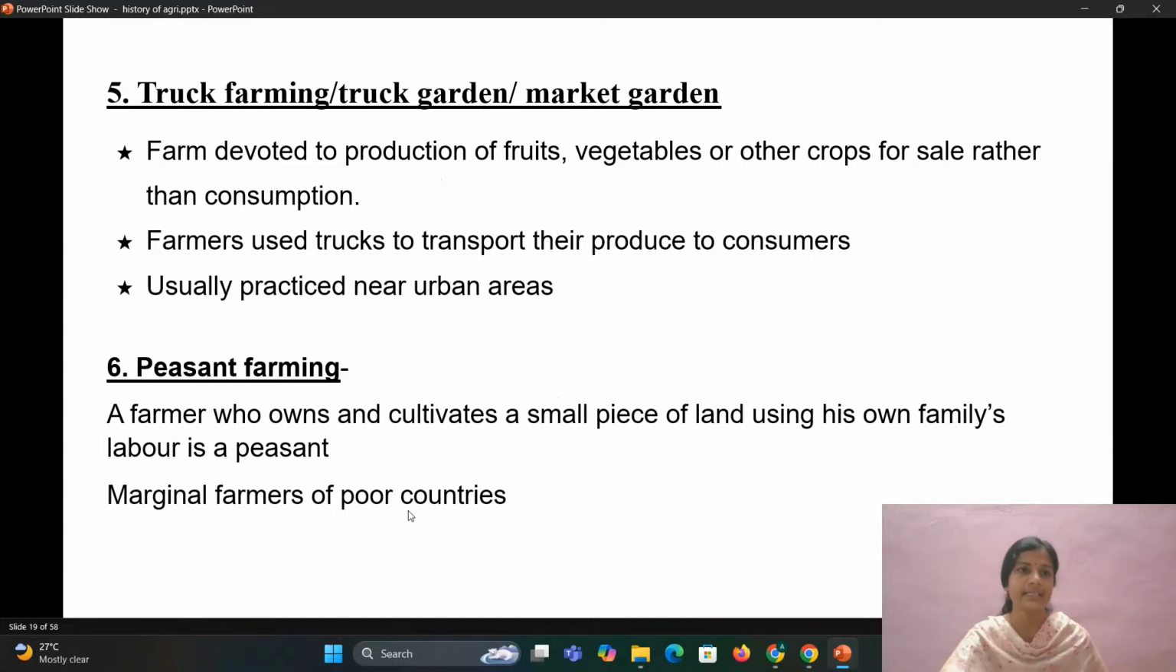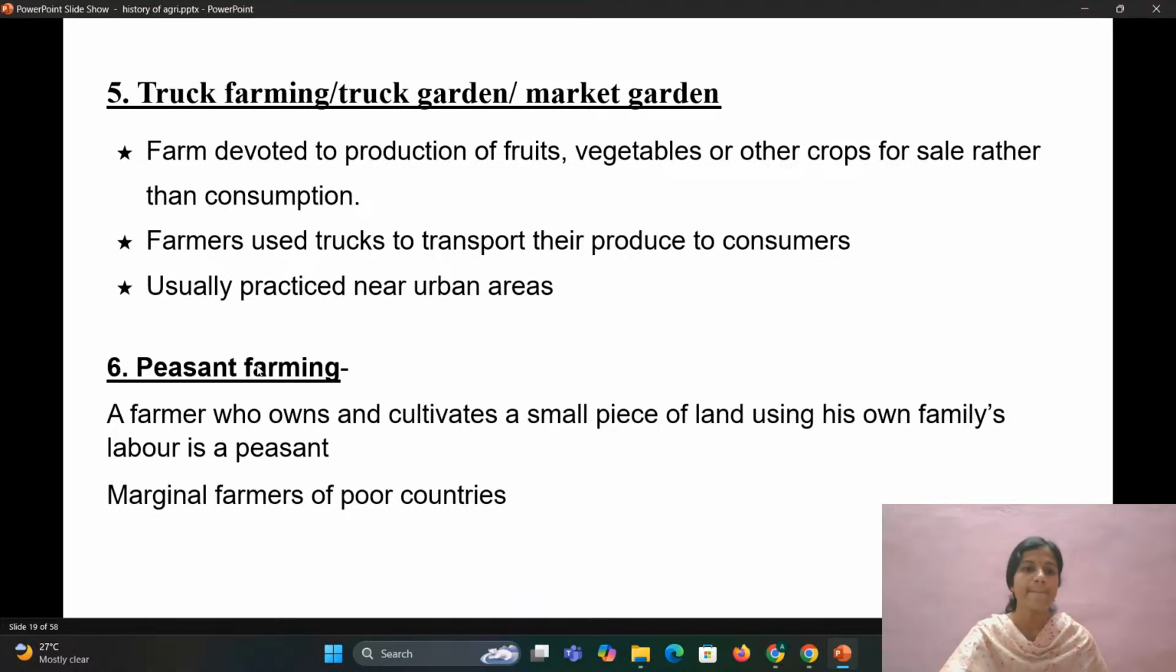Then another agriculture system is truck farming, or truck garden, or market garden. This is a type of system that is intended for sale or market. The motive is market. This type of agriculture system is usually practiced near the urban areas, and the farm will be devoted to production of fruits, vegetables or other crops for sale, and the farmers use trucks for the transport of the products, and that is why it is known as truck farming or truck garden.